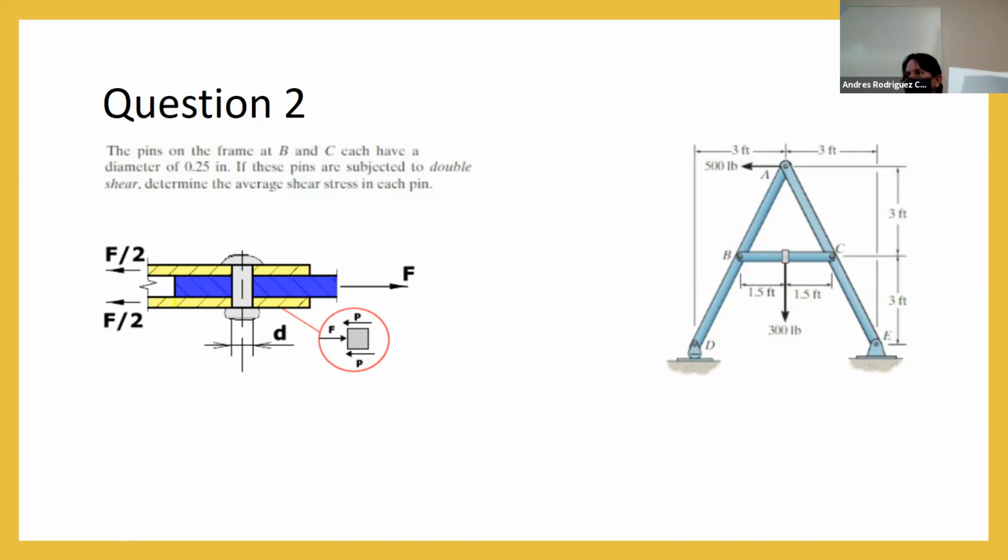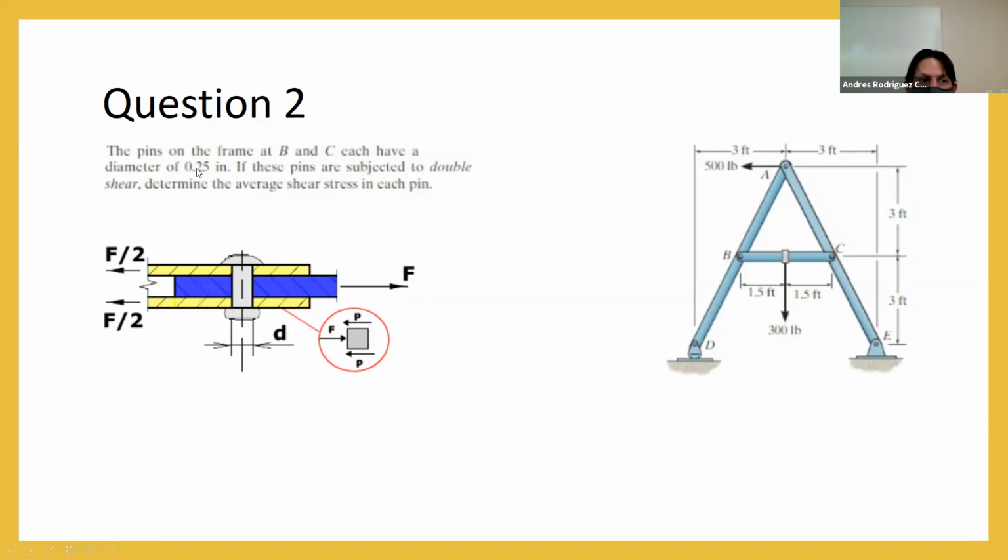You are going to have a member here, this one in the middle, and the other one on the opposite side, and you are going to put a pin in here. So you are going to develop a double shear area. It means that you have a shear area acting over the pin here and another shear area here, so you have two planes of shearing. That's the concept, and it's important for the end of the exercise that I'm going to show you.